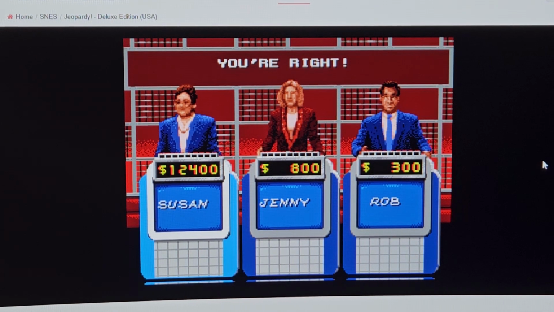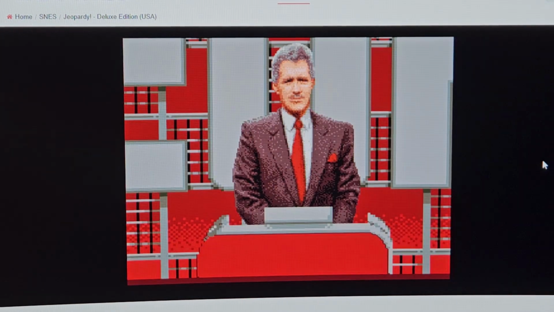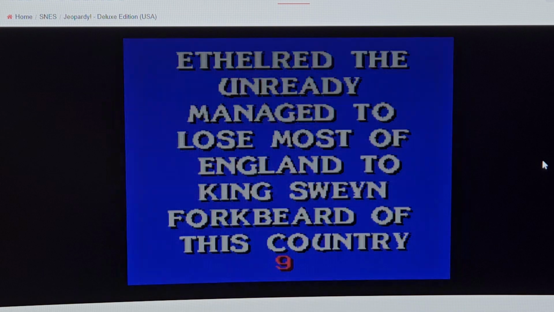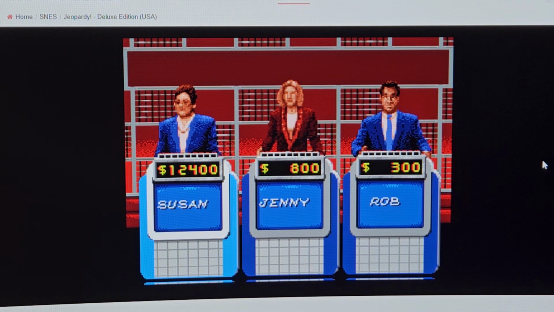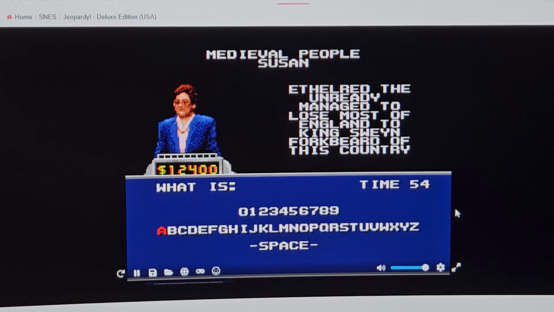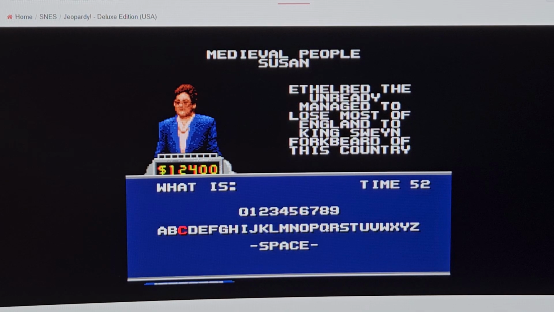600 on medieval people. The answer is Ethelred the Unready managed to lose most of England to King Sweyn, Forkbeard of this country. What is Denmark?